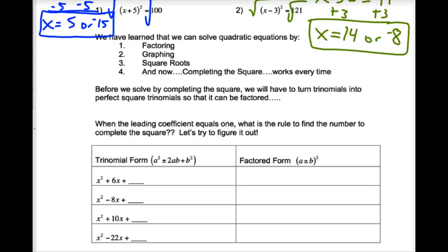It doesn't simplify at all. So just think about that. Now, the fourth way is completing the square.